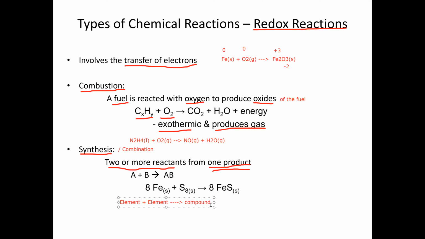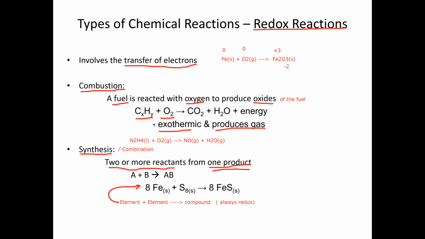Now, anytime you have an element on one side and a compound on the other side, or the element is in a compound on the other side, redox has occurred. So this is always redox. And the example for this is the one right above it: iron plus sulfur gives us iron(II) sulfide.